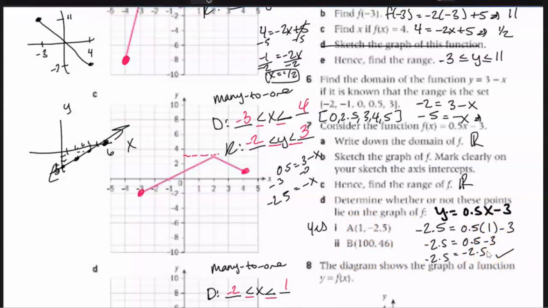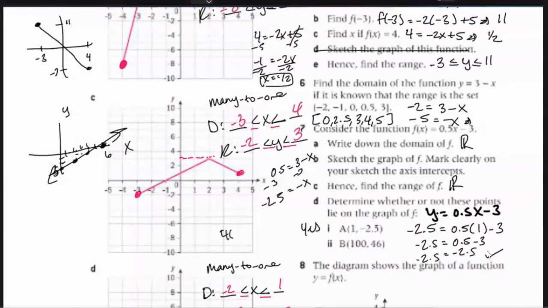If I try the other one, 46 equals 0.5 times 100 minus 3. Half of 100 is 50, minus 3. 50 minus 3 is 47. 47 does not equal 46. So no. So to figure out if points lie on a graph, you just plug them into the formula and check to see if they give you true statements. If they give you true statements, yes, they lie on the line. If they give you false statements, no, they don't lie on the line.